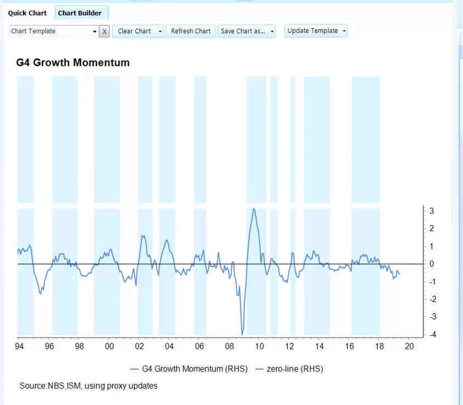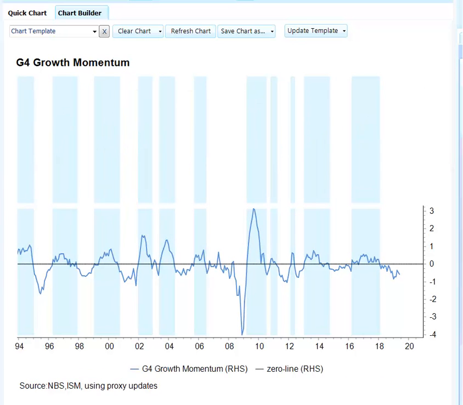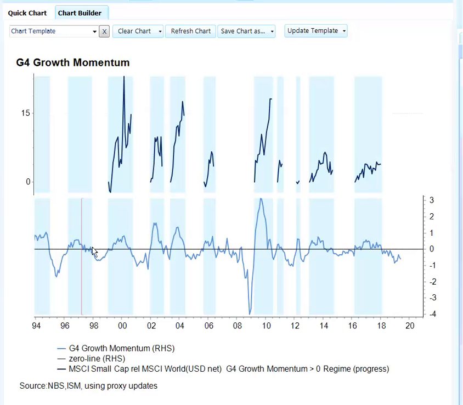Small caps, I'm going to look at, say, global small caps. We'll choose periods where momentum is above zero. So here you can see that small caps, that's equities versus bonds. I'm getting global small caps here, MSCI, there we go. So now we're looking at the dark blue line, which is global small caps versus large cap. And you can see there, by and large, it's also been a period of outperformance in those periods.